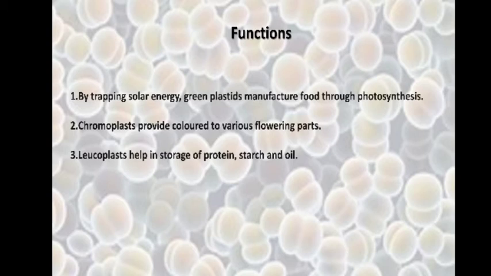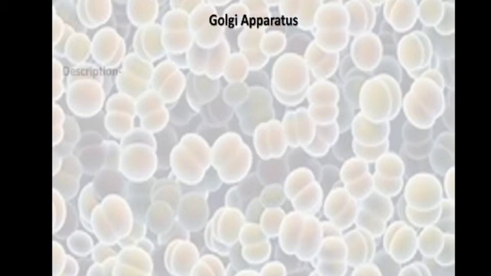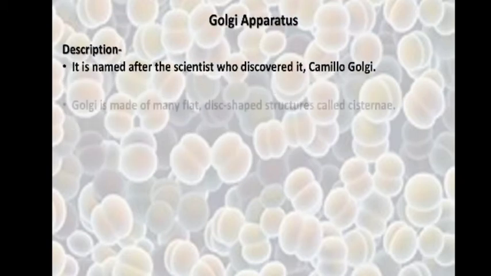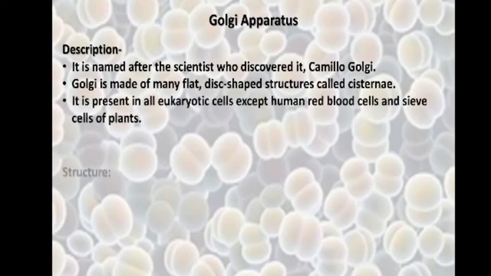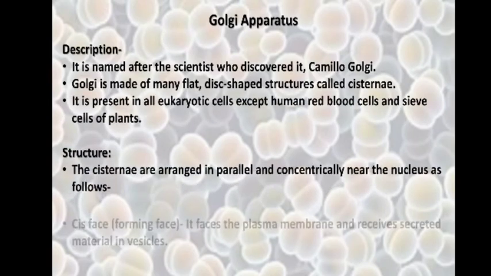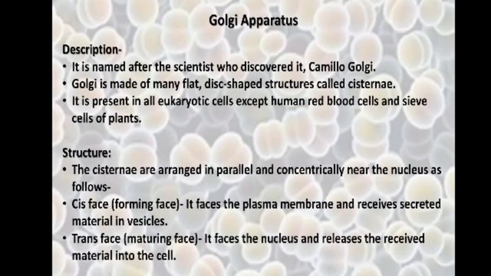Amyloplasts store carbohydrates, elaioplasts store oil and fats, and aleuroplasts store proteins. Now we will go through the single membrane bound organelles. Single membrane bound organelles are Golgi apparatus, endoplasmic reticulum and lysosomes.